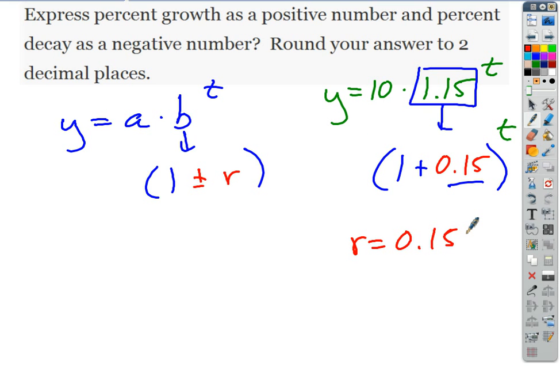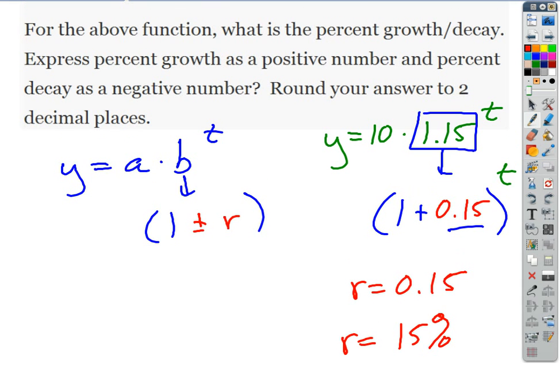If I turn that into a percent, what is that as a percent? 15, right? To turn something into a percent, I just multiply by 100. So if I scoot the decimal over 2 places, I just get 15%, right? So for the example I just gave you, if we want to know the percent growth or decay, well, it's growth, isn't it? Because 1.15 is bigger than 1. And r, written as a percent instead of a decimal, was 15. So that would have been 15% growth.